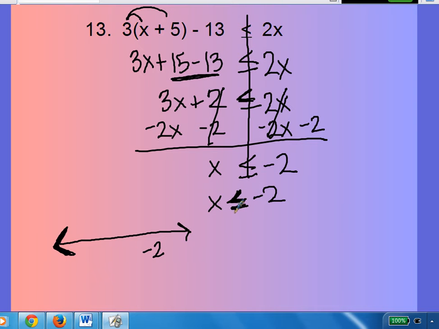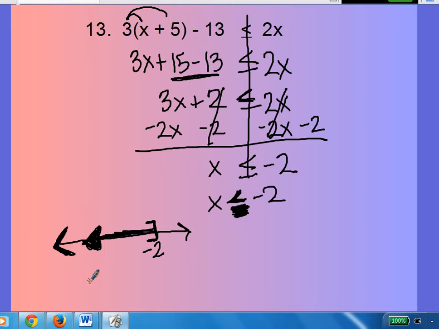Because it says negative 2 is less than or equal to, on my negative 2 I'm going to use a bracket. Remember, the bracket says it's equal to this number as well. Okay, and then this is pointing to the left. And so that's what the graph would look like. I believe you're supposed to, like I said, write it in interval notation.